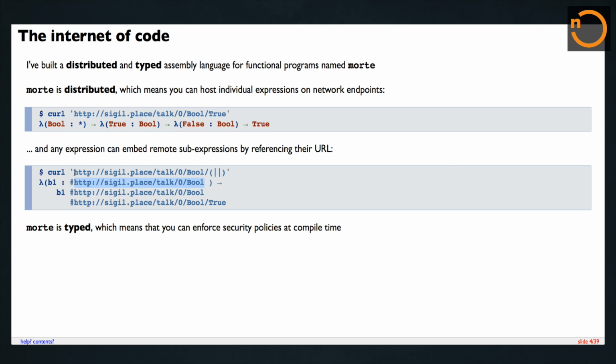But there are some important differences between this and, let's say, JavaScript. First one is that this has a much lower barrier to distribution. Hosting code is just as simple as posting text to a URL, and embedding it is as simple as a hashtag URL reference. There's no ceremony involved in distributing code. But another really important difference is that it is typed.